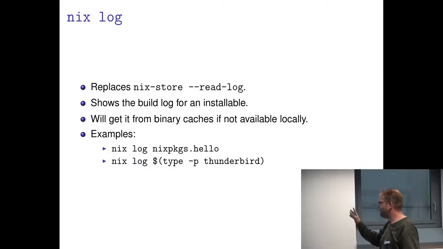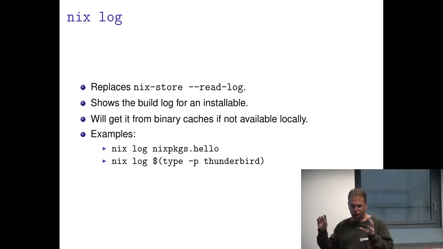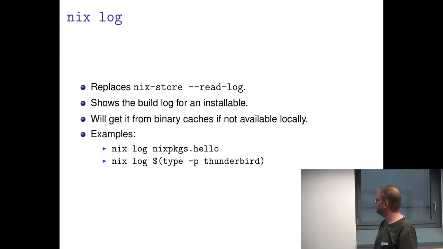As an example of how that installable syntax is used for almost all commands, there is a command called nix log, which replaces nix-store --read-log, which shows you the build log for a derivation. But this one also works on attributes. So you can say nix log nixpkgs.hello, and it will show you the log file for the hello package. And another new feature is that it will get it from the binary cache if no log file is available locally.